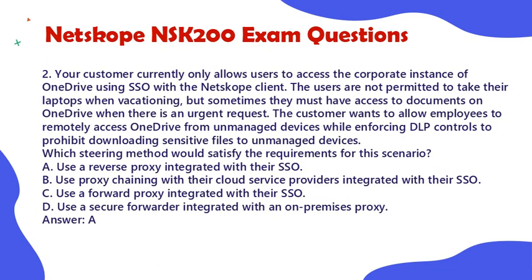2. Your customer currently only allows users to access the corporate instance of OneDrive using SSO with the Netskope client. The users are not permitted to take their laptops when vacationing, but sometimes they must have access to documents on OneDrive when there is an urgent request. The customer wants to allow employees to remotely access OneDrive from unmanaged devices while enforcing DLP controls to prohibit downloading sensitive files to unmanaged devices. Which steering method would satisfy the requirements for this scenario?